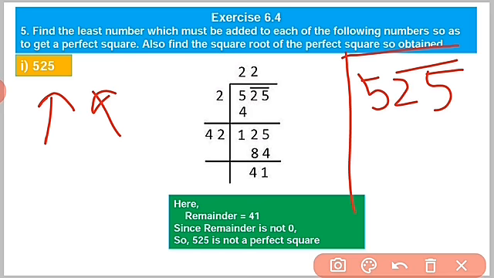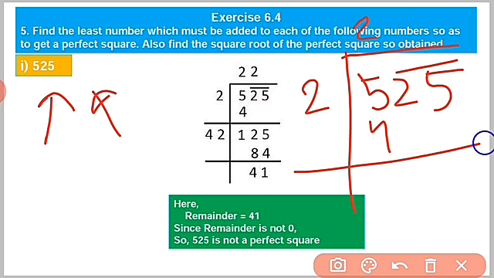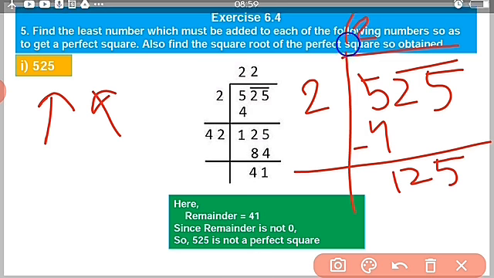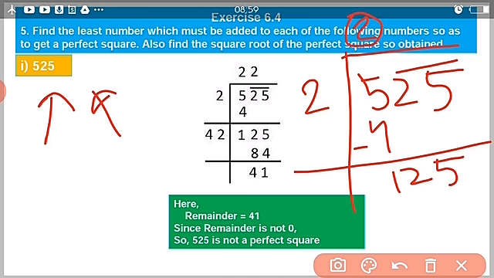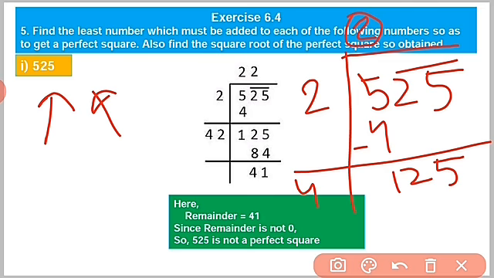Start making pairs from the right side. We are left with 5, and we find a square number which is less than 5. It is 4. So 2 multiplied by 2 is 4. Subtract it. We get the remainder 1. Write 25 as it is. Now double the quotient. We will get 4. Leave a space. Now find the next number, that is 41 multiplied by 41.